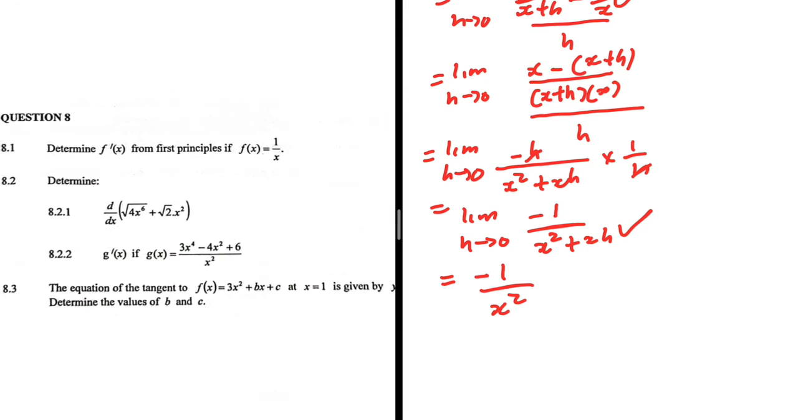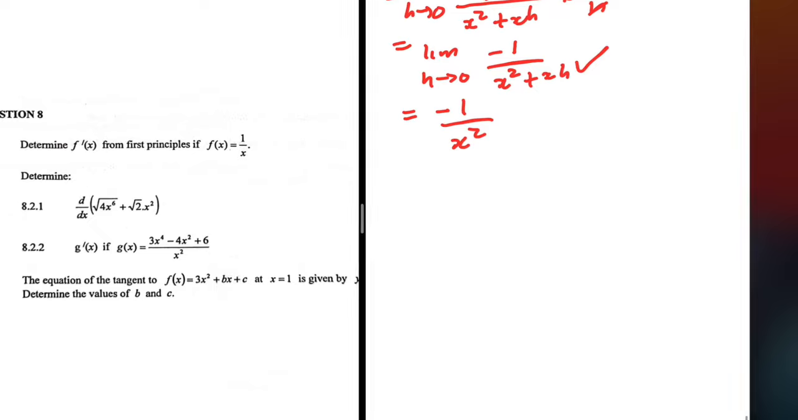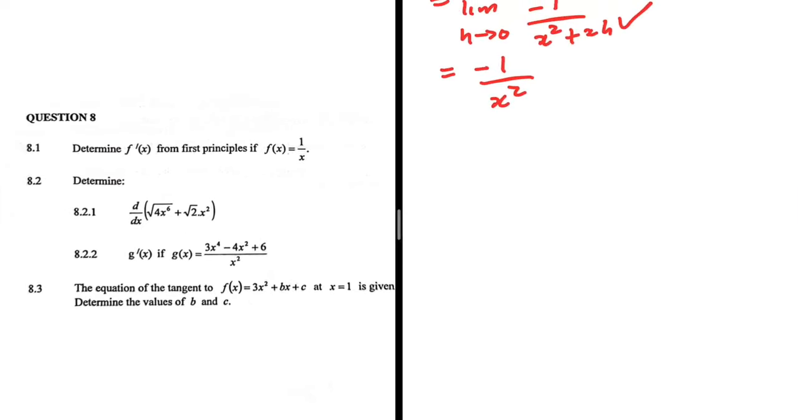Yeah, it is a unique one. Most of the time we just have 2x squared plus 4, something very easy, but this one is quite unique, but still doable. Right, 8.1, let's move to 8.2.